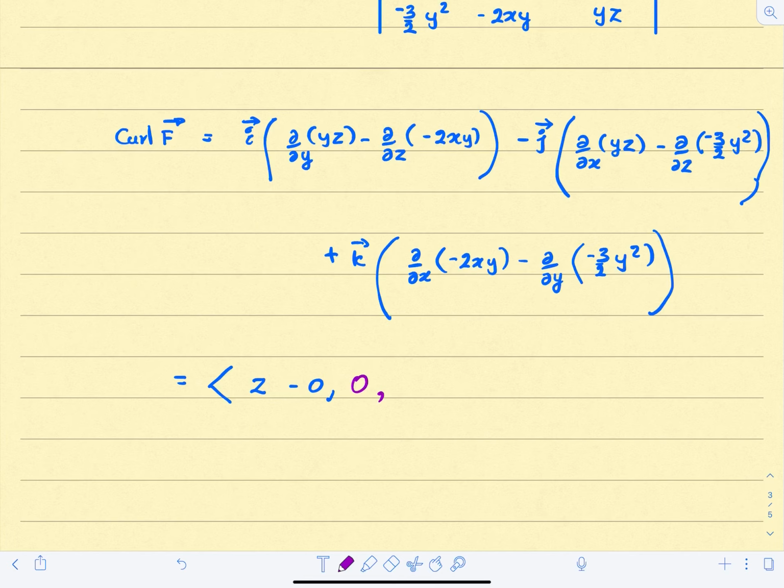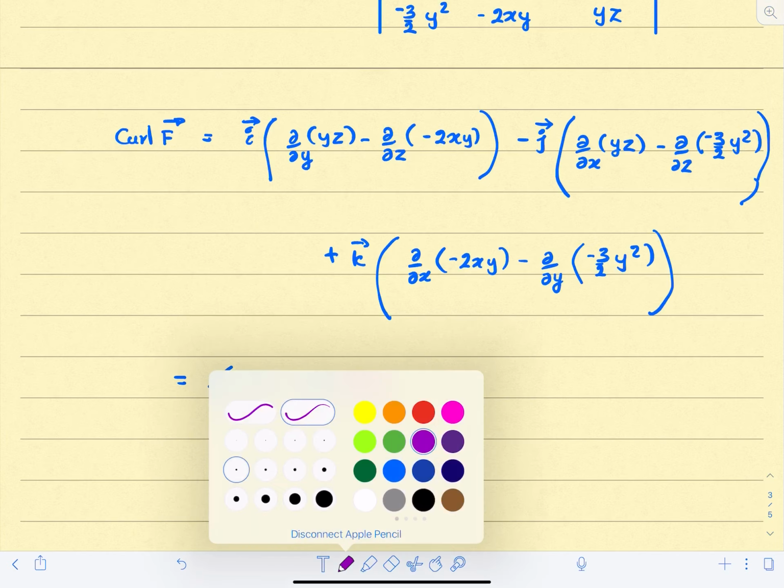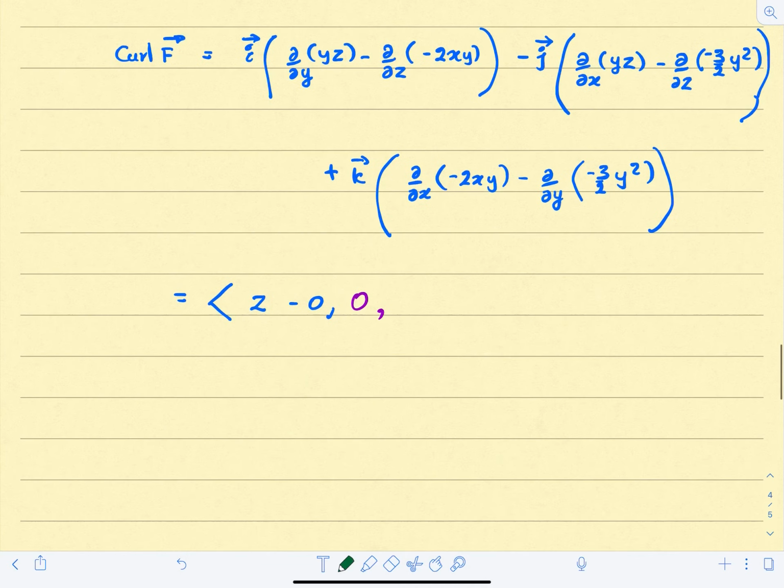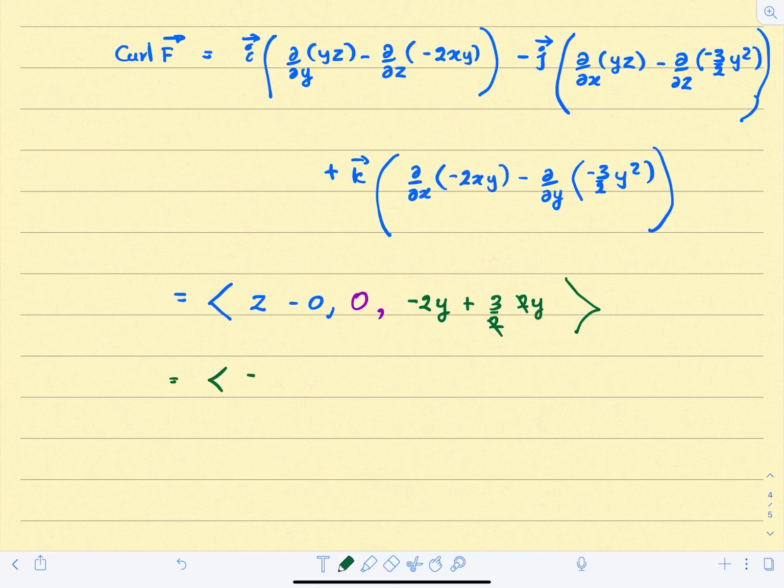And the third component becomes minus 2y plus, negative times this negative becomes positive, so we have plus 3/2 times 2y. If you simplify this, you should get z comma 0 comma y. That's the value of the curl of F.